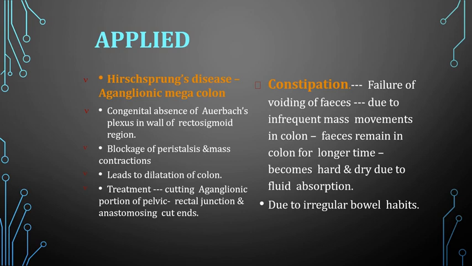Because the movements are not present, there will be accumulation of food material in the colon, leading to dilatation. And the treatment of this condition is simply cutting the aganglionic portion at the pelvic rectal junction and anastomosing, that is rejoining the cut ends. So that is the surgical treatment of aganglionic megacolon or Hirschsprung disease.